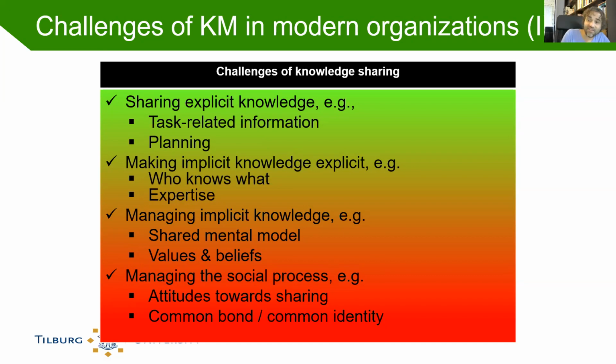And then finally, you want to manage the social process. You want to make sure that people are willing to share knowledge. For example, in an organization where people get bonuses based on their individual performance, it's highly unlikely that people are freely willing to share what they know with their colleagues. Because it's bonus based, their colleagues are actually their competitors, so why should they share?